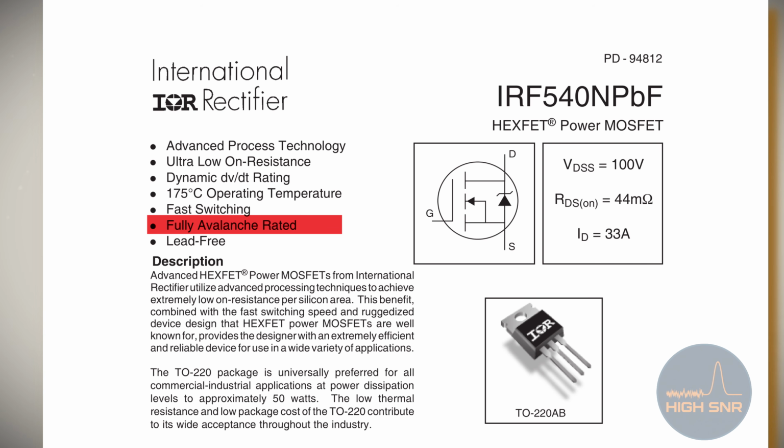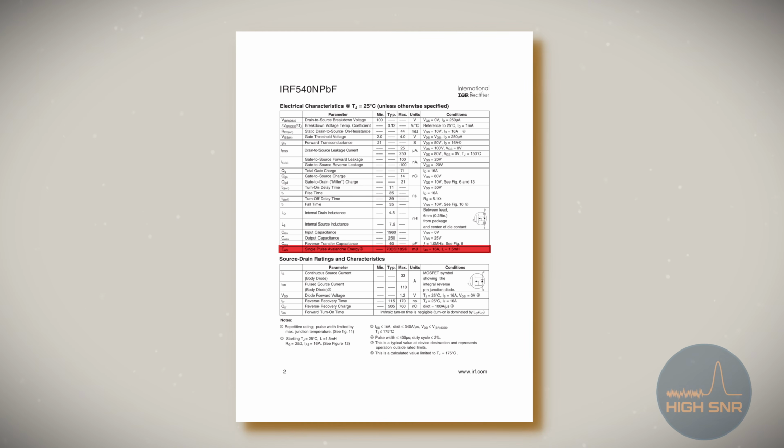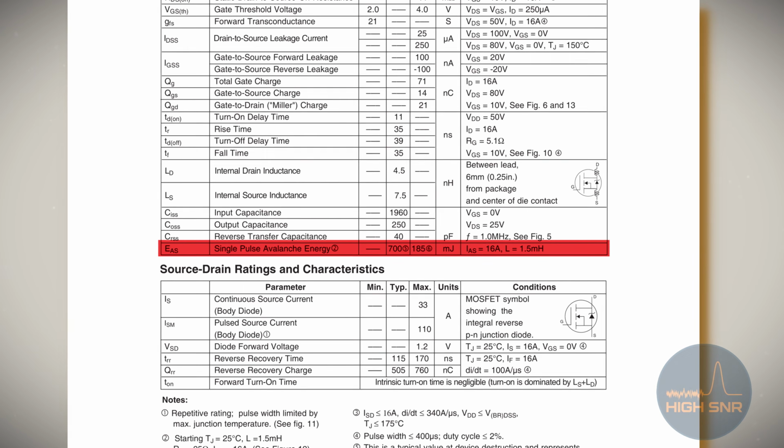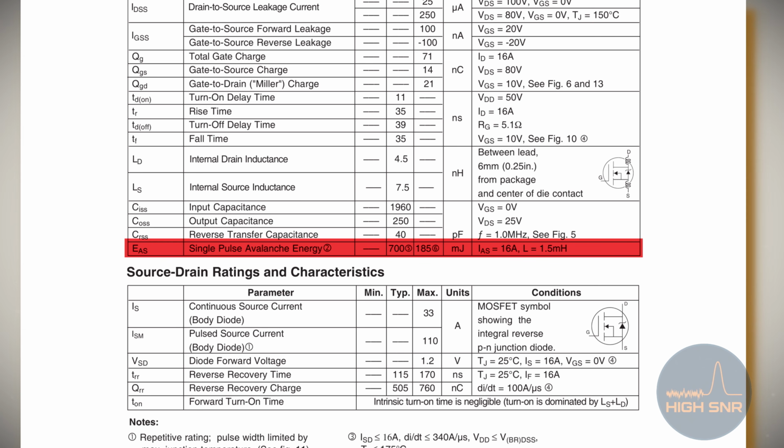Do not deceive yourself, though. The avalanche regime is not a standard operating condition, and the survival capabilities here are severely limited. The most critical parameter to watch out for is the single pulse avalanche energy. Many engineers just look at the raw number in joules and think, oh, great, it can withstand a massive hit of 700 millijoules. The crucial nuance here is that this energy rating is normalized for a very specific test inductance, and much more importantly, for a specific peak current.